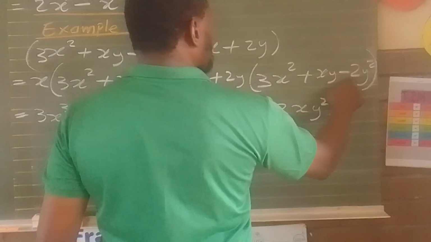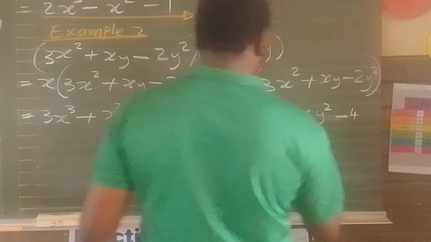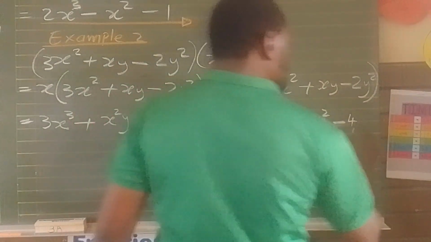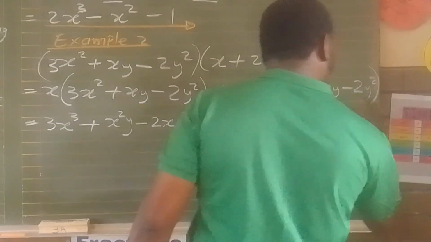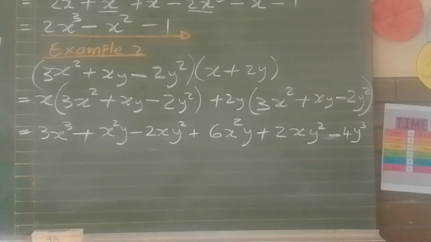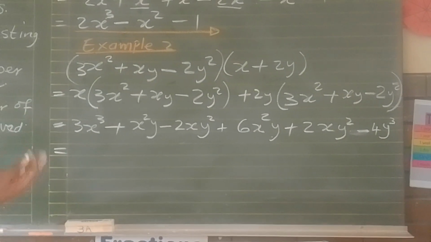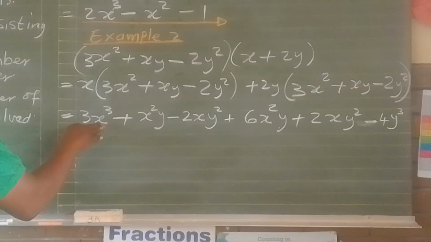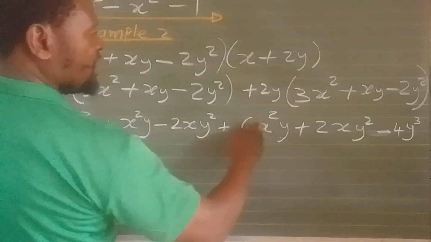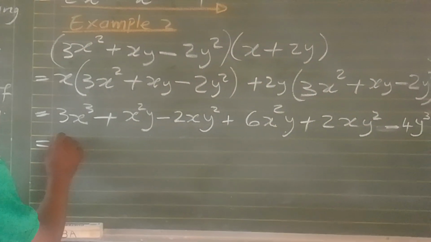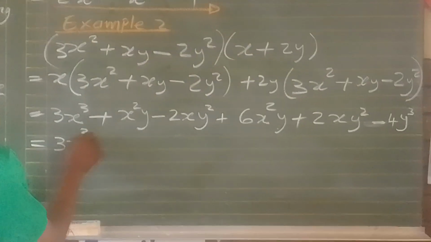A 2 times 2, it's 4. A y times y squared, it's y cubed. Now, you arrange and collect the like terms. You take from x to the power 3. There is no x to the power 3 here. You write x to the power 3. It's 3x to the power 3.